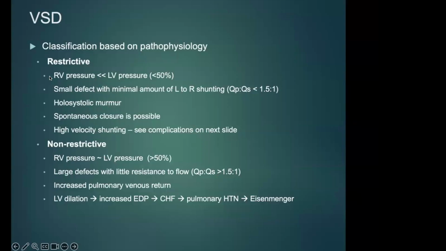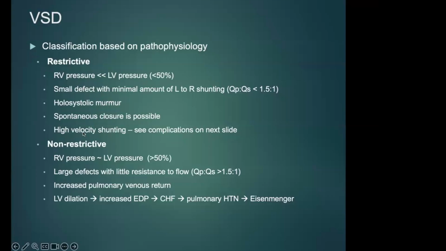We classify these based on pathophysiology. So there's restrictive and unrestrictive. Basically, restrictive means that the hole is very small, so the degree of shunting is very low and the velocity is very high. Because the hole is so small, the pressure gradient is very, very high, and that will result in a minimal amount of shunting, but high velocity between the two. So you'll hear a loud holosystolic murmur.